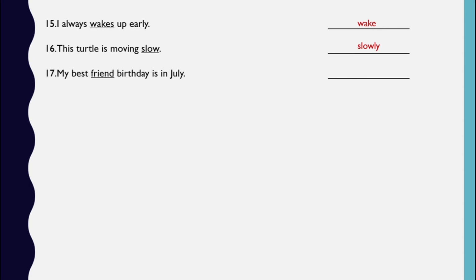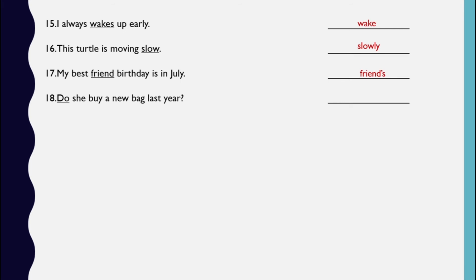My best friend birthday is in July. He wants me here to use the possessive case, the apostrophe s. The word birthday here, this birthday that is in July, it belongs to my best friend. So this is why we have to put the apostrophe s after the word friend. And we use the apostrophe s with the singular, regular nouns.